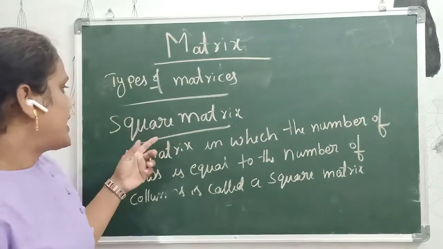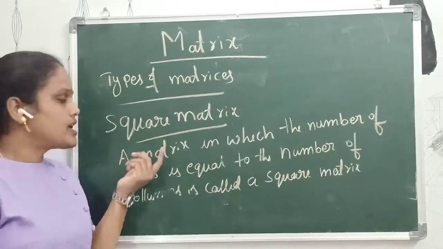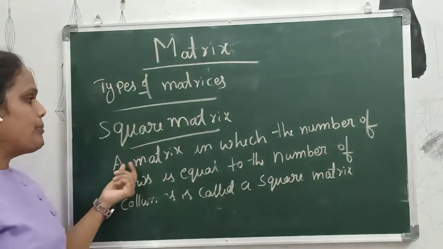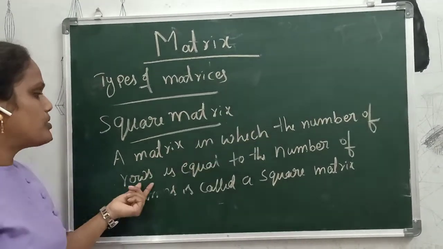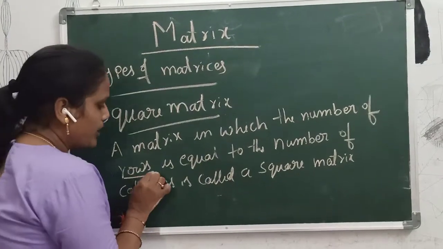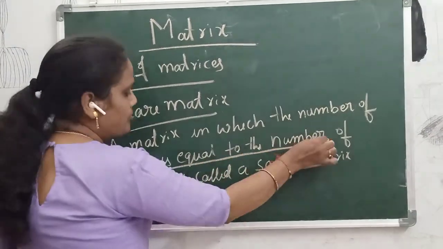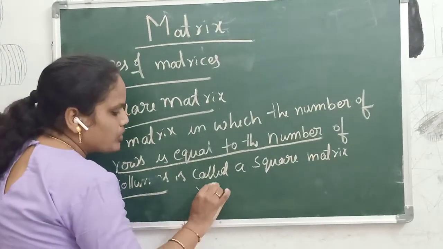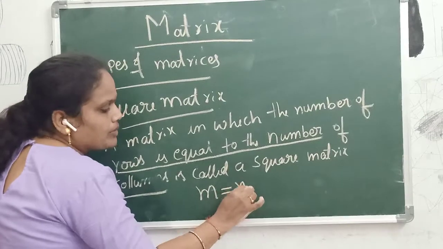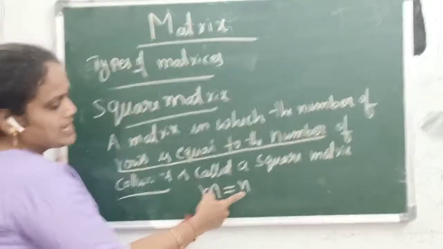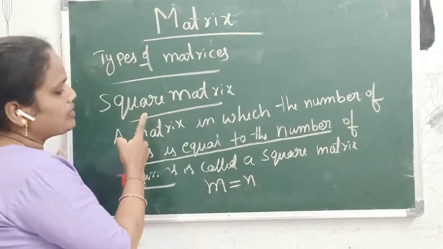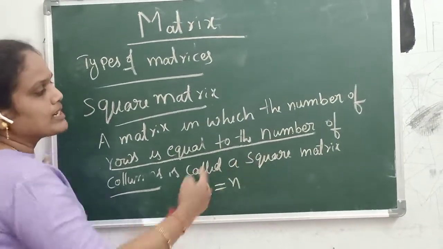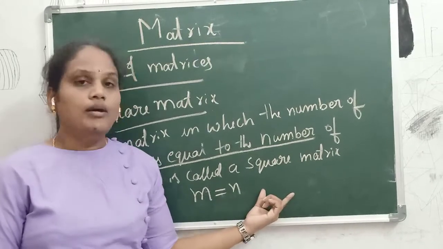Next type of matrix is a square matrix. Square means all sides are equal. So a matrix in which the number of rows is equal to the number of columns. We are defining rows as m and columns as n. In the square matrix, the number of rows is equal to the number of columns. That type of matrix is called a square matrix.